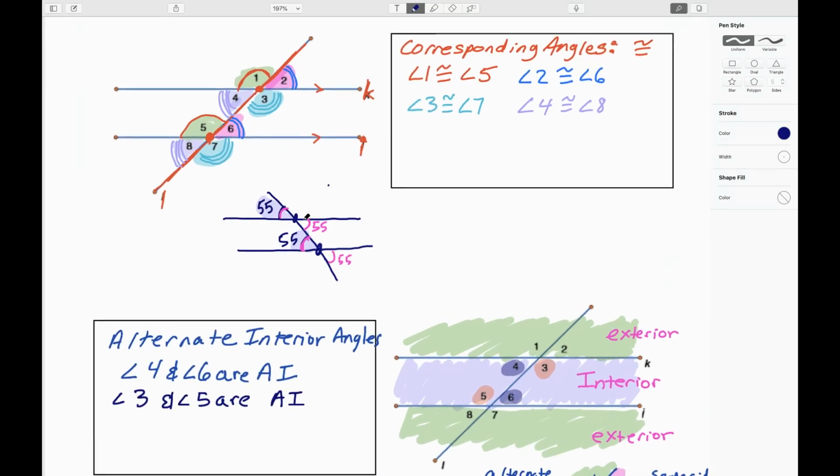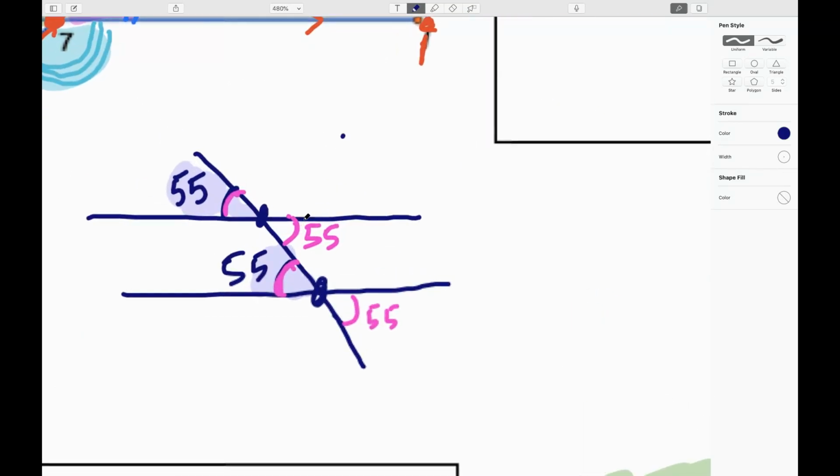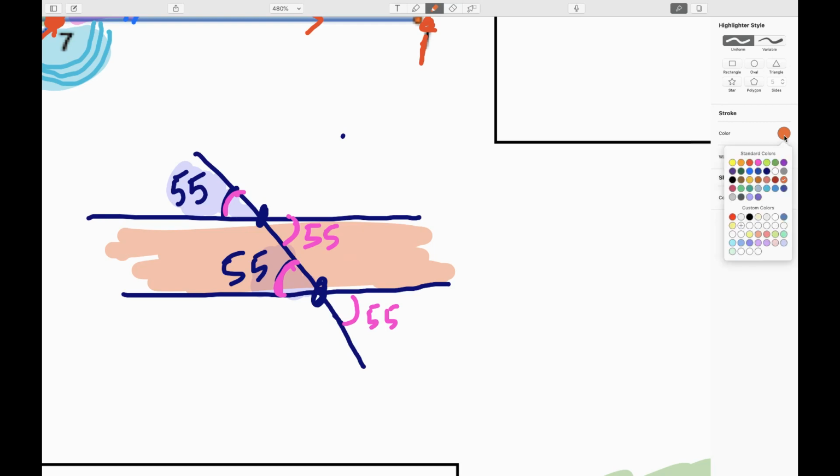So this one here, that one there. So we said once we knew 50. Okay. So what I want to do here is I want to highlight some alternate interior angles. So here's my interior right here. And so it focuses in on those. And my alternate. So I have one that is on the left, right here, and one that is on the right.